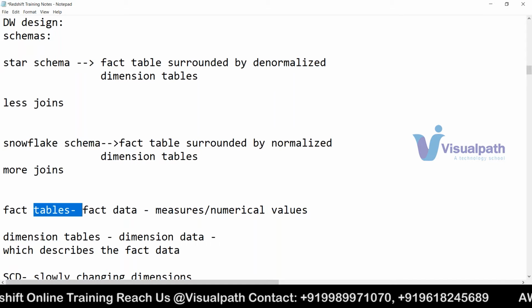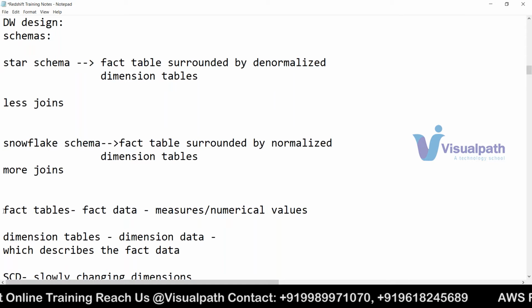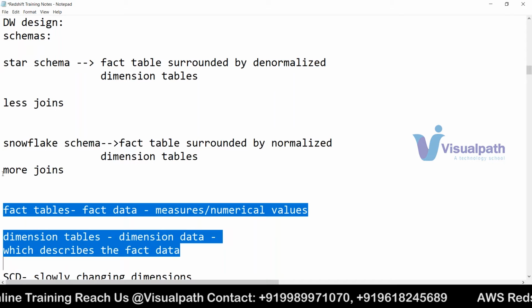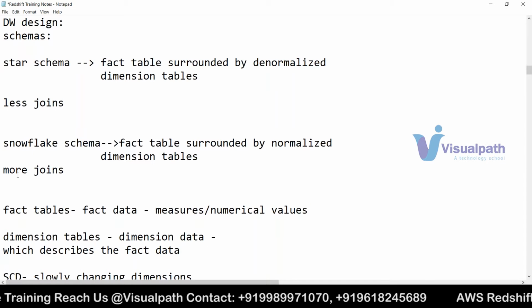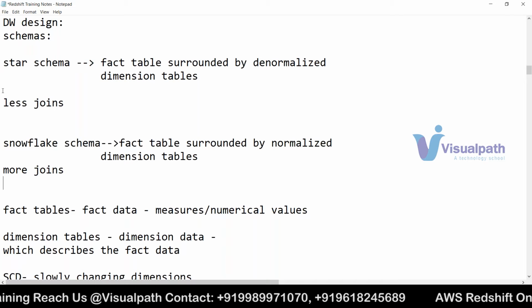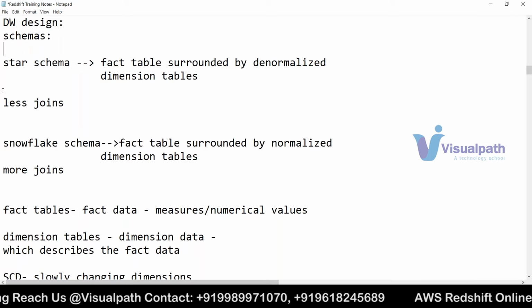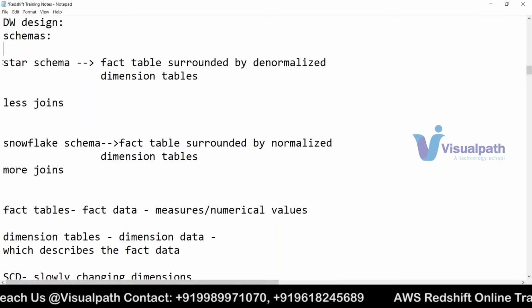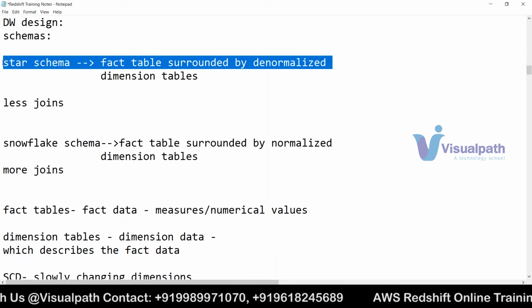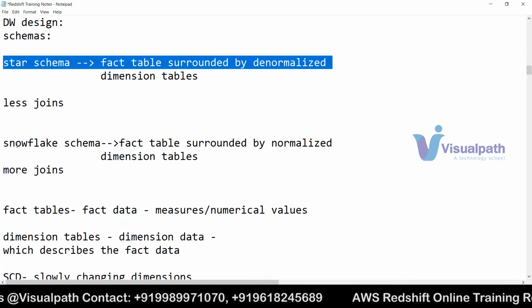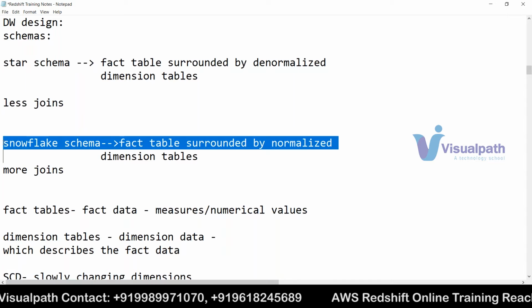Okay, now we know what a fact table and a dimension table are. Then how to establish a relationship between them? The relationship between fact table and dimension tables is called star schema and snowflake schema.